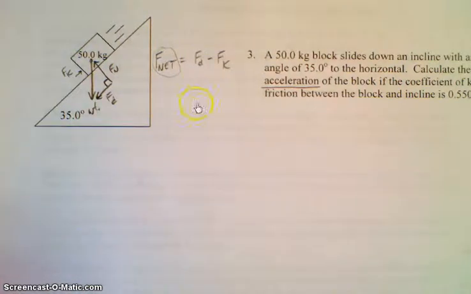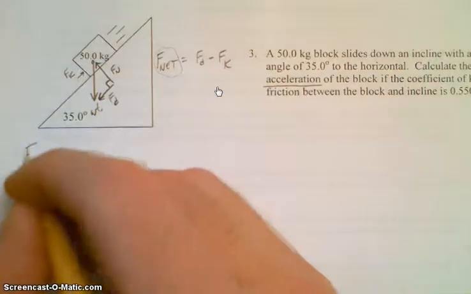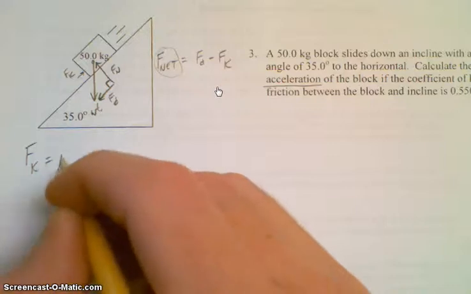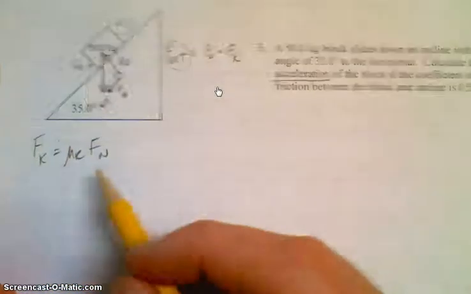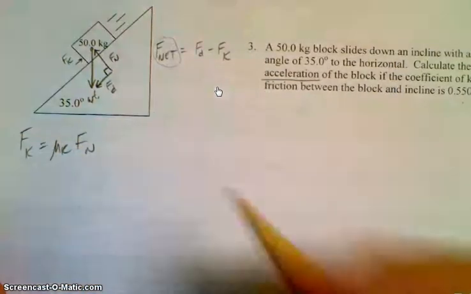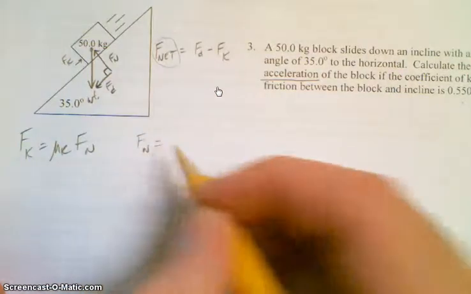So let's solve for Fd and Fk and see if we can solve for the rest of these values. We'll start off with Fk. Fk is mu k times Fn. Well, I know mu k, it gives me that value, but I don't know Fn.